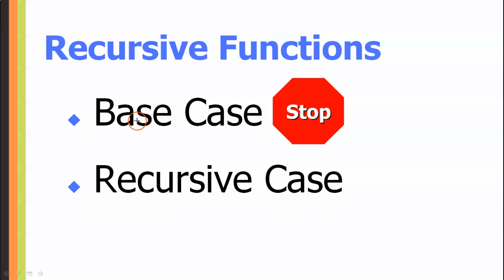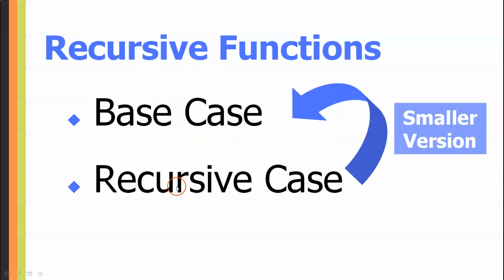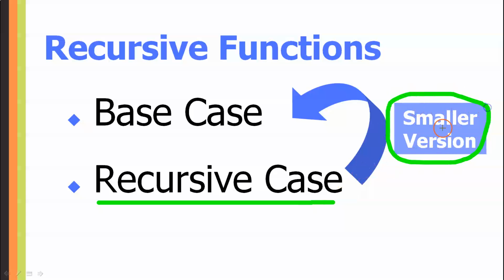The base case is the condition that has to be true for the recursive process to stop, for the function to stop calling itself, because otherwise we would have an infinite process that would never end. The base case makes sure that we don't have that. And then we have what we call the recursive case. This is when the function is called recursively. The function calls itself, but this time it takes a smaller version of the problem. And that smaller version will eventually lead us to the base case, to make sure that the process will stop.